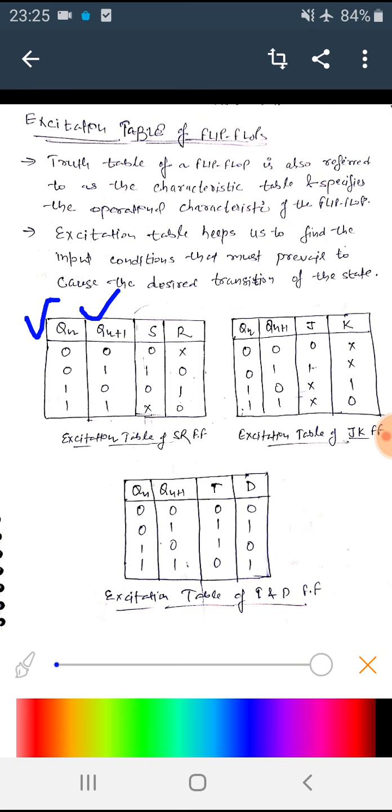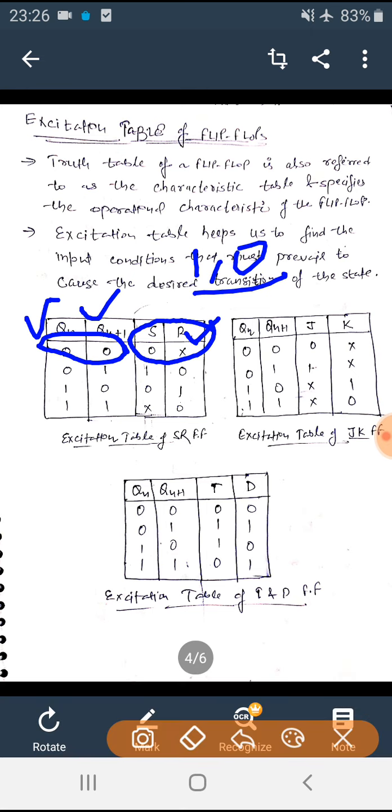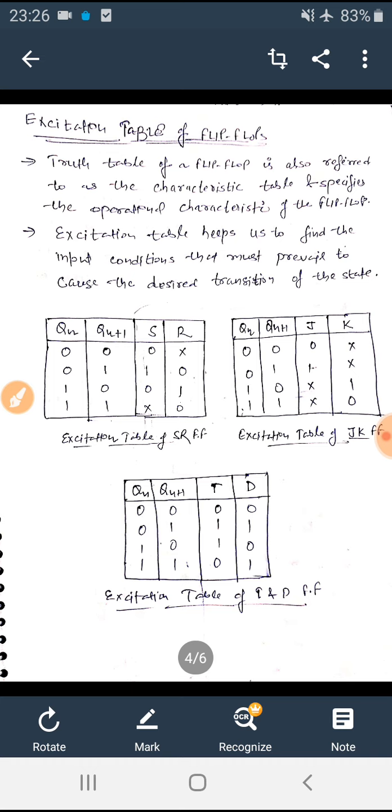Now if the previous state was 0 and the next state was 0, by using the truth table we can check that if S was 0 and R was 1 or 0, the next state would remain 0. So we have put a don't care in R. It doesn't matter if R is 1 or 0, until and unless S is 0, the next state would be 0 if the previous was 0. Okay, this is how we can make the excitation table of flip-flops.